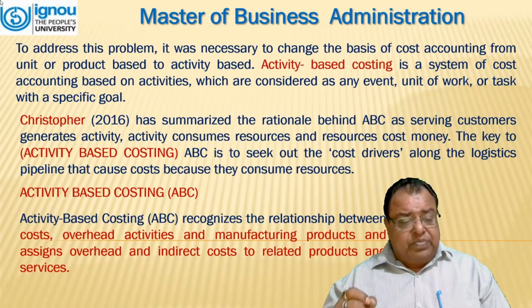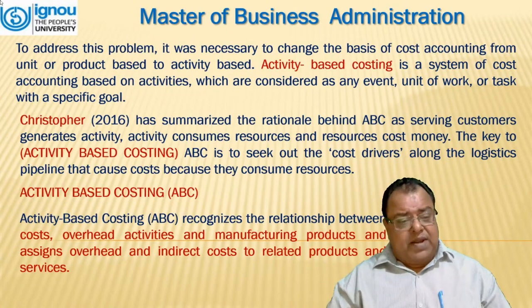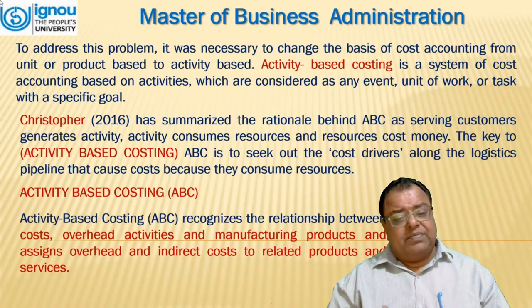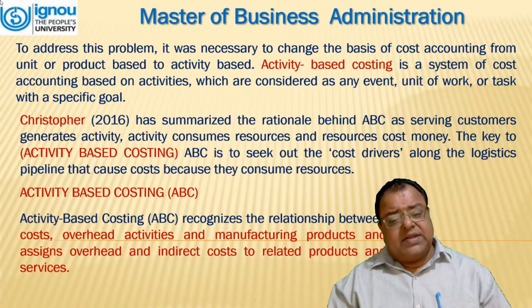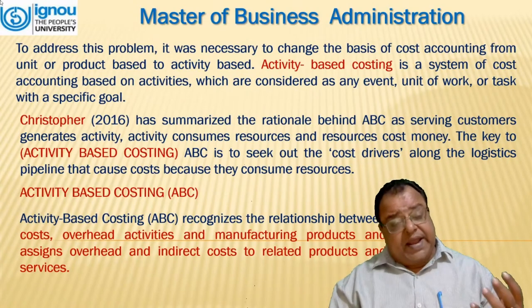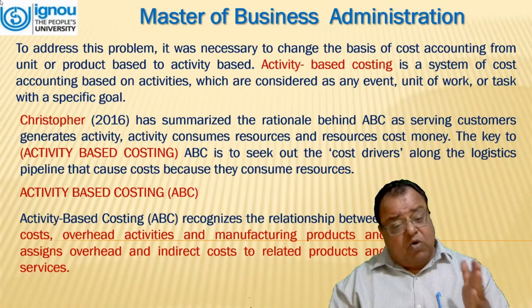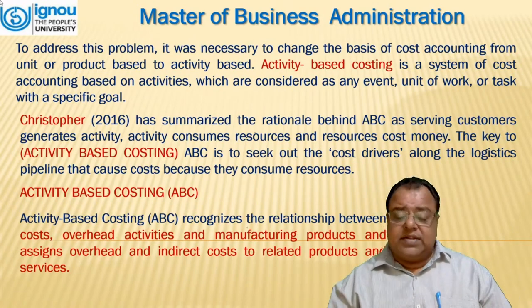The key to ABC, that is activity-based costing, is to seek out the cost drivers along the logistics pipeline that cause costs because they consume resources. Activity-based costing recognizes the relationship between cost, overhead activities, and manufacturing products, and assigns overhead and indirect costs to related products and services.